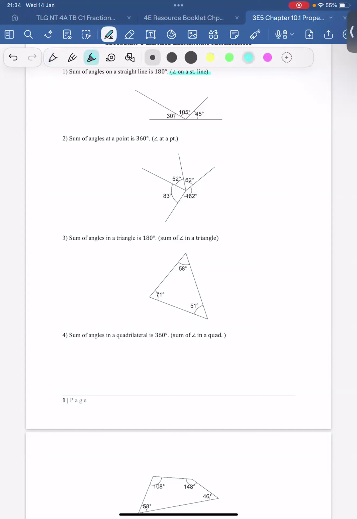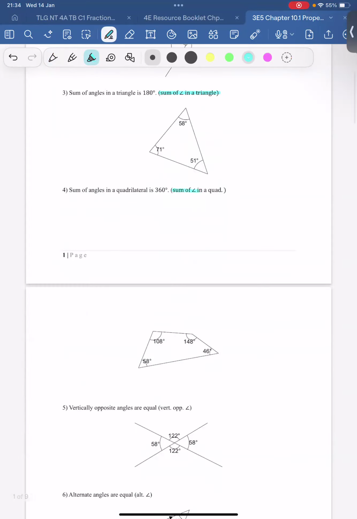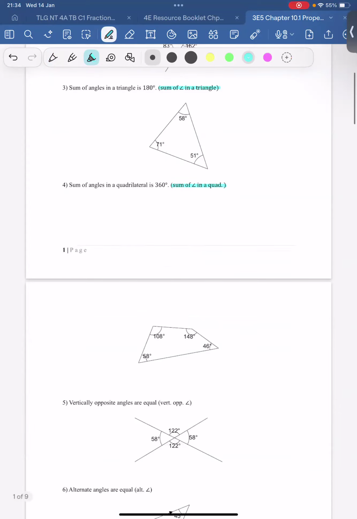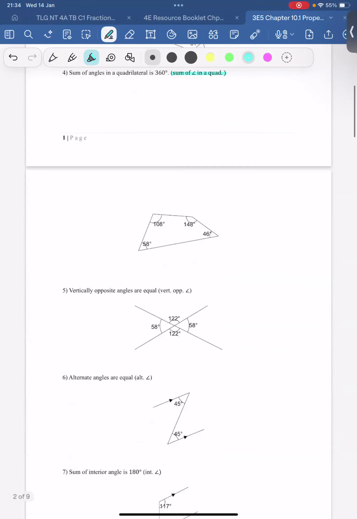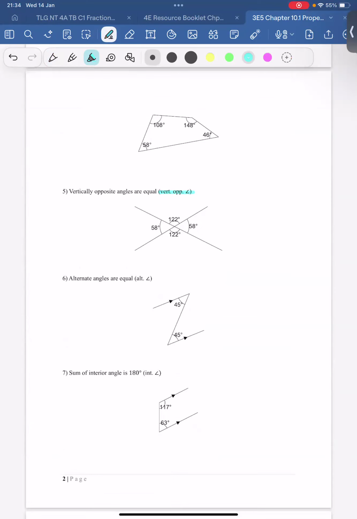Okay, next. I guess you will know angles at a point also add up to 360 degrees. Next, the sum of angles in a triangle will add up to 180. And lastly, the sum of angles in a quadrilateral will add up to 360. Okay? Some more to note, we still have our vertically opposite angles.